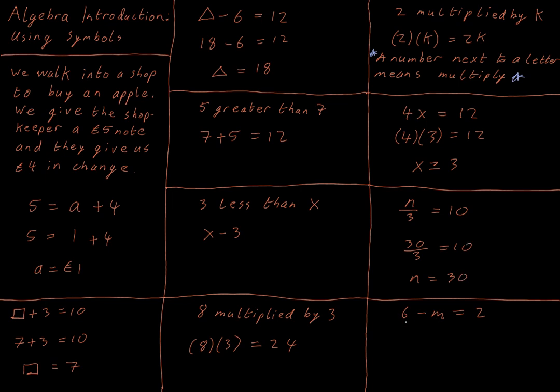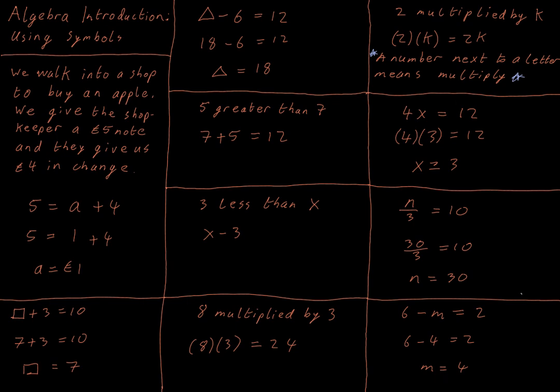And finally, 6 minus m would be equal to 2. So what number must m be? Again, this is an equation because we start out with an equal sign. So 6 minus something is equal to 2. And we think about it and we say, well, 6 minus 4 would be equal to 2. And that tells me that m must be equal to 4.